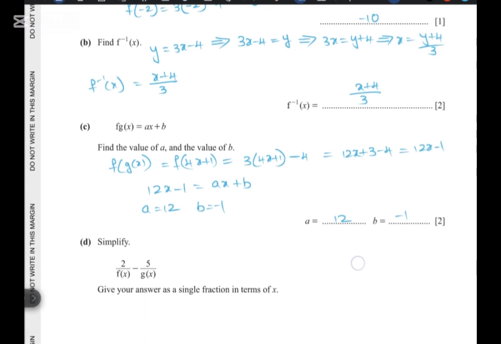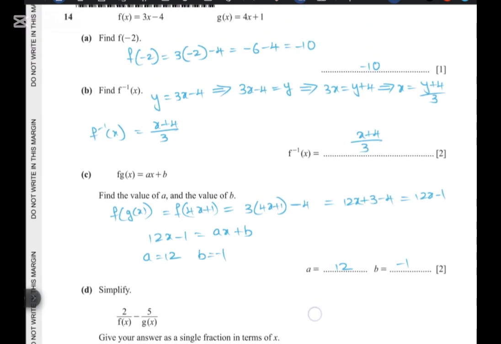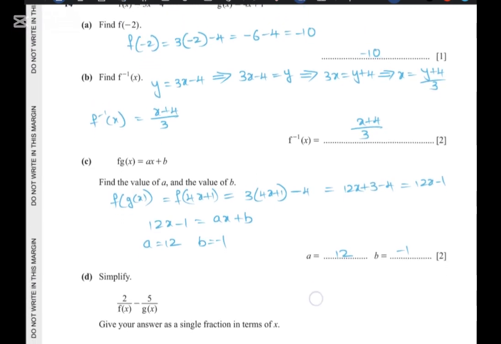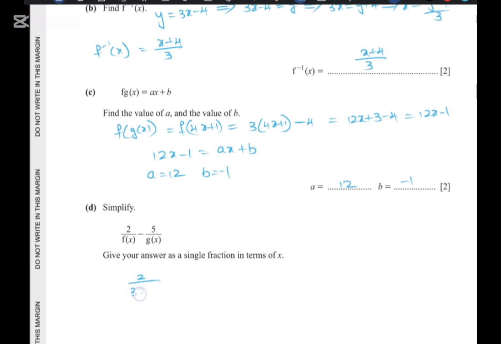Question number D. Simplify 2 by f of x minus 5 by g of x. So we have to use the functions f of x and g of x. 2 by 3x minus 4 minus 5 by 4x plus 1. This is 2 by f of x minus 5 by g of x. When you are subtracting fractions, you take the product of the denominators as the LCM because they are algebraic terms. Then cross multiplication: 2 into 4x plus 1 minus 5 into 3x minus 4.